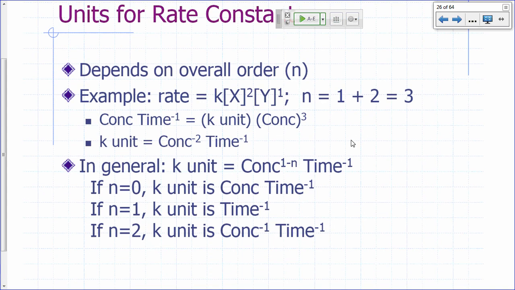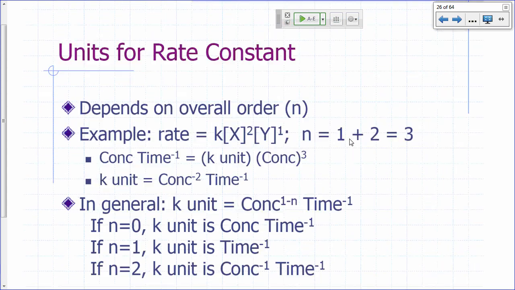Okay. What would be the units for your rate constant? Okay, remember this k right here in the expression, let's call it your rate constant. What would be the unit for that? Well, it depends on the overall order of the reaction, okay? And the overall order, n, is just the sum of the orders. So this is second order with respect to A, first order with respect to B. So the overall order is 2 plus 1, or 3, okay?